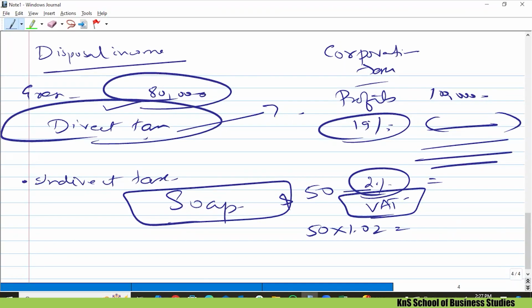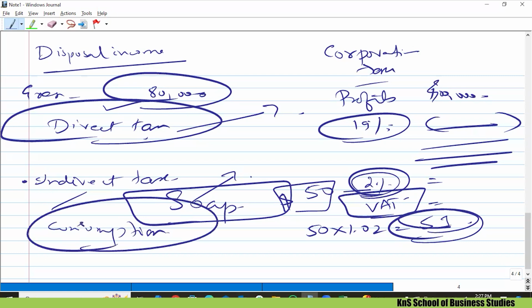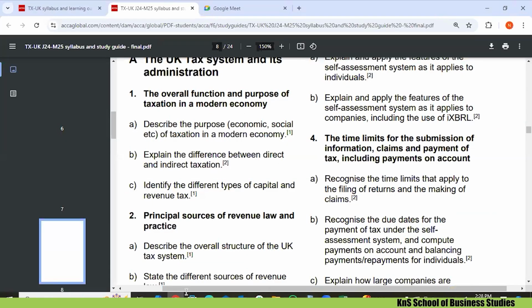51. So when I will be purchasing this product, I will not pay 50 only, neither will I pay just this 2% of the amount, this 1 rupee. No, I'm going to pay this 51. So indirect tax is concerned with consumption. Till it's consumed by the consumer or purchased by the customer, it can't be levied. These are the dynamics of both the taxes. So we have covered the difference out there.